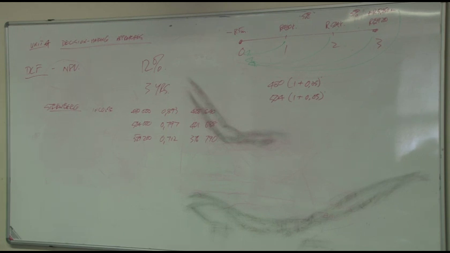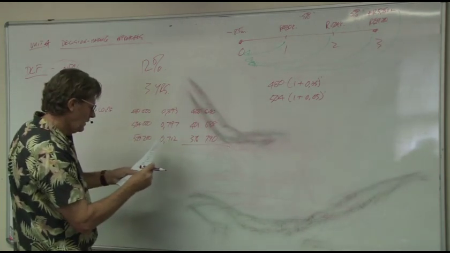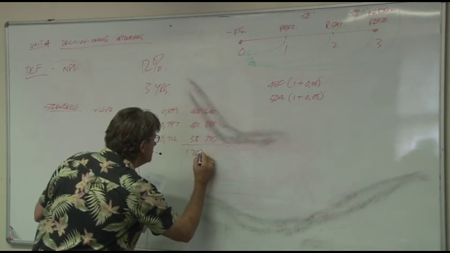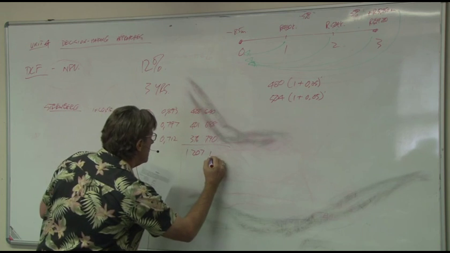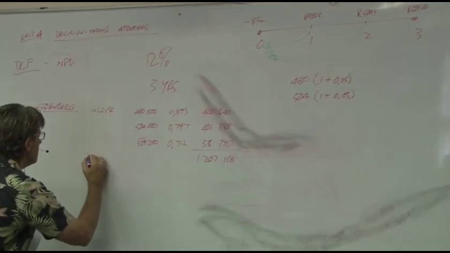Then what we do is add these up, and we get 1,207,118. And that's the present value of the cash flows.